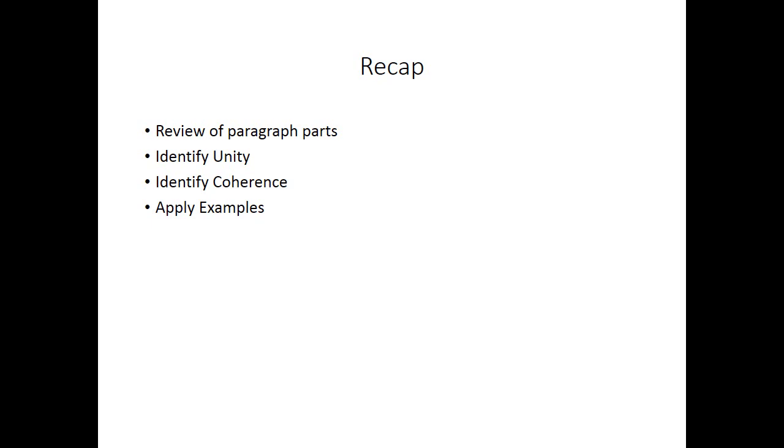All right, let's recap. In this lesson, we covered a review of the paragraph parts. We looked at unity, coherence, and we applied our knowledge to some examples. Now, please, please, please go back to your own writing and make sure that you do this, not only for the paragraph you'll be turning in, but for every piece of writing. Check that you have unity, check that you have coherence, and make sure you're using those major and minor connectors.